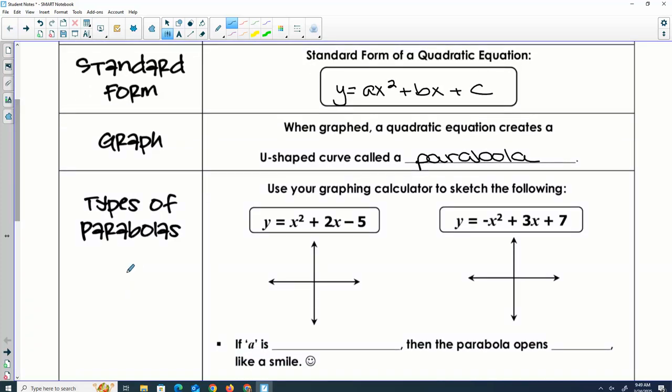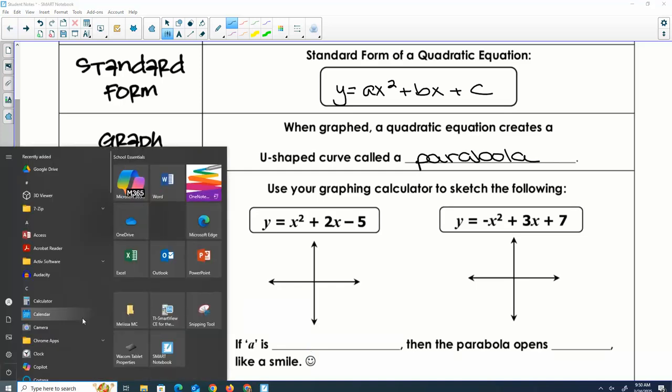Okay, what I want is for you to get a graphing calculator if you don't have one. I want to look at the graphs of these. Sorry, I should have thought about that at the beginning of class. Trade them out for a graphing calculator.